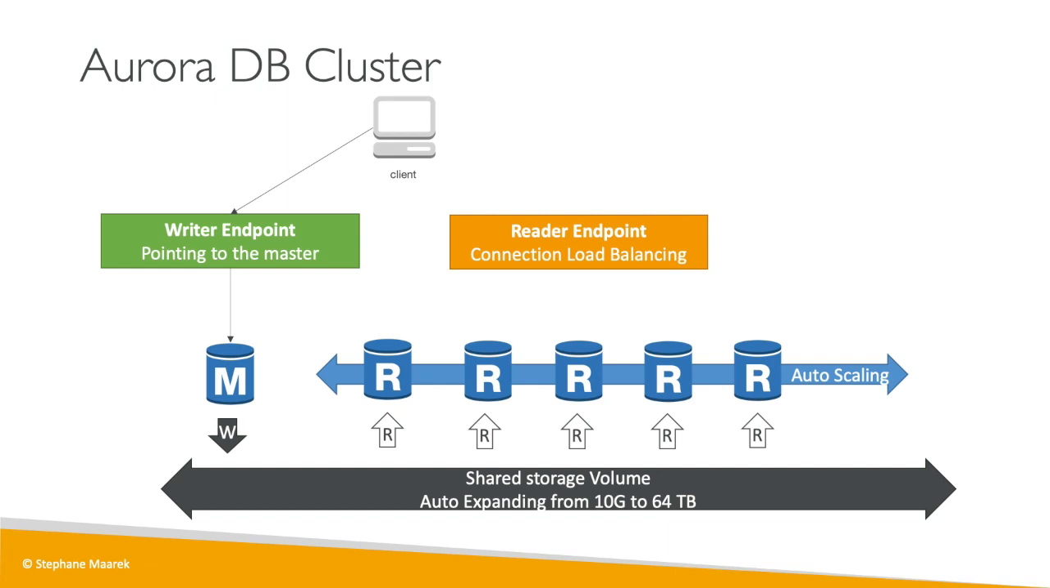And a reader endpoint has the exact same feature as a writer endpoint. It helps with connection load balancing, and it connects automatically to all the read replicas. So anytime the client connects to the reader endpoint, it will get connected to one of the read replicas, and there will be load balancing done this way. Just notice that the load balancing happens at the connection level, not the statement level. So this is how it works for Aurora. Remember writer endpoint, reader endpoint. Remember auto scaling. Remember shared storage volume that auto expands. Remember this diagram, because once you get it, you'll understand how Aurora works.